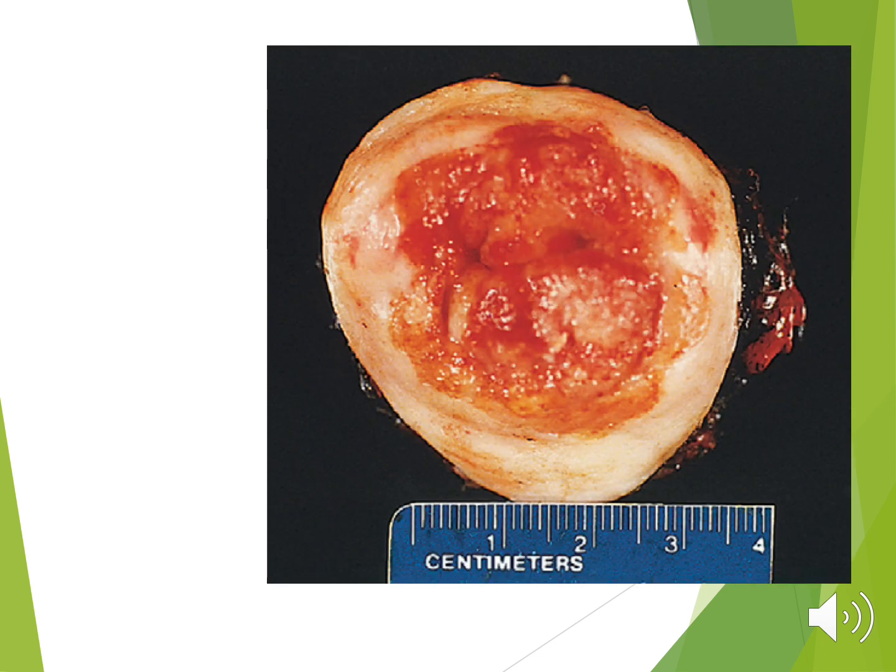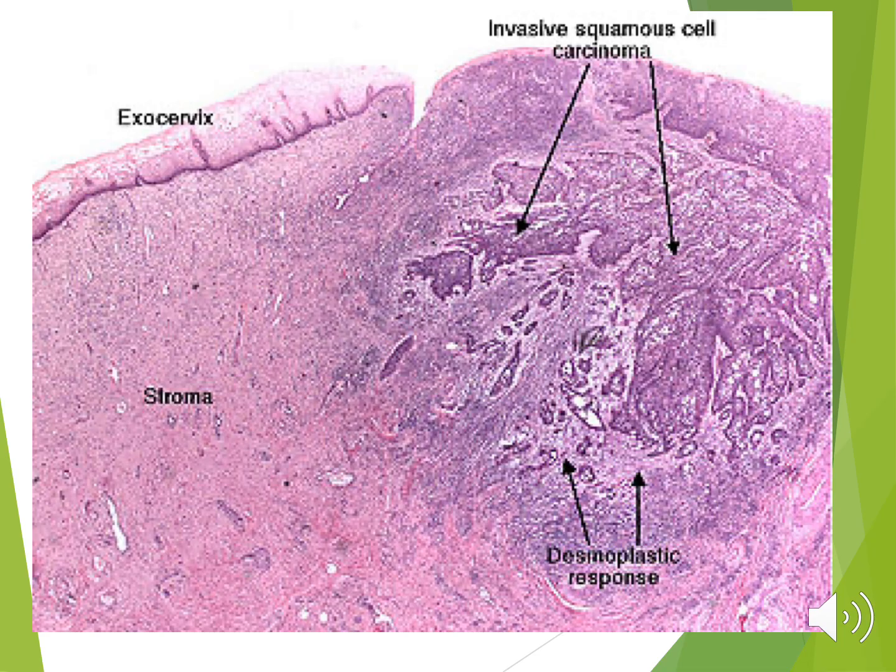This is an example of cervical invasive malignancy. Notice that the lumen of the cervix is filled with this red glistening mass. This is squamous cell carcinoma. This is a histological image of squamous cell carcinoma. Notice that the long arrows point to tongues and fronds of malignant squamous epithelium that has invaded into the subepithelial tissue. This invasion results in desmoplastic response, which is basically edema and fibrosis.